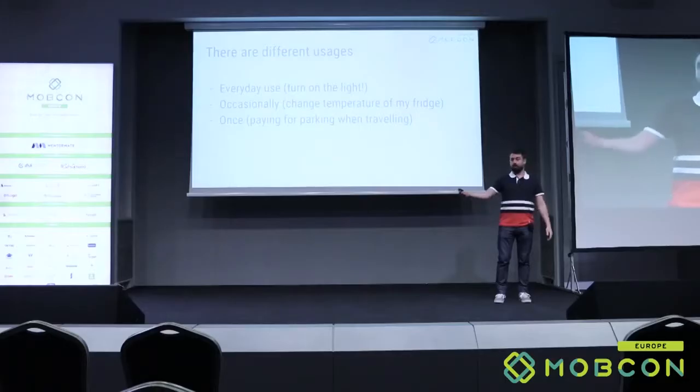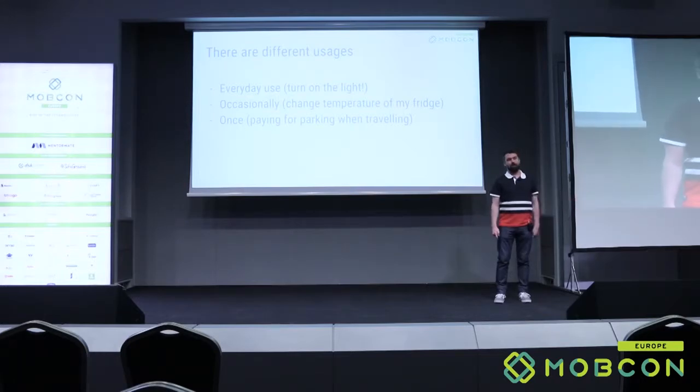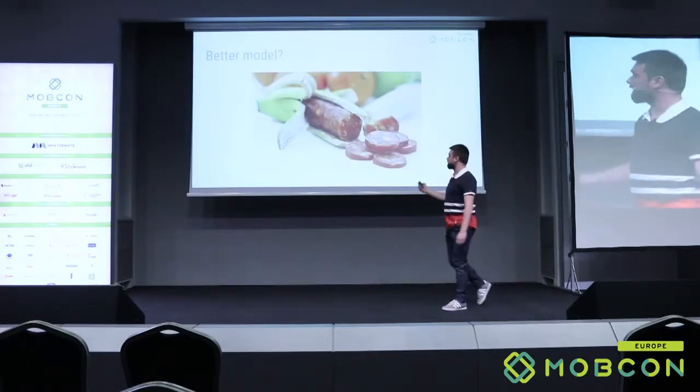But let's look at some of the use cases for these smart devices and apps. Some you use every day, like turning the light on and off. Some you use once in a while, like checking the temperature outside or the humidity of my plants. And some apps you use maybe once. Maybe I'm traveling to Sofia, I rented a car, I need to park somewhere, and I need to pay for parking. Do I really need to download an app for that? On roaming? Really, I just want to pay. So maybe there's a better model.